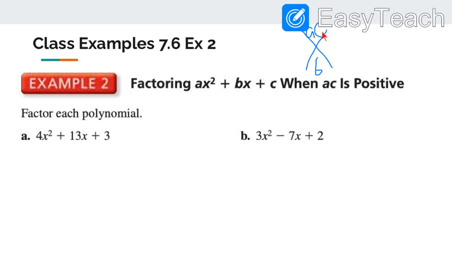So at this point, a times c. Let's look for our first one. I'm going to make my symbol. So a times c is 4 times 3, which is 12. And then 13 goes on the bottom. I'm not worried about x's at the moment. So I need two numbers that multiply to 12 and add to 13. Thankfully that one is pretty easy to solve because it's just 12 and 1.